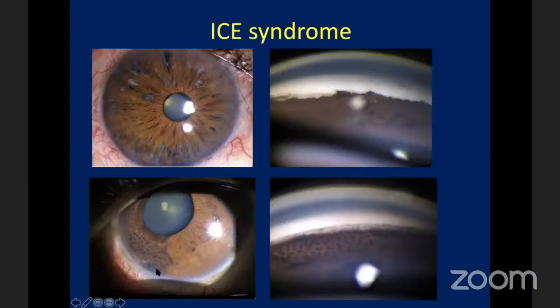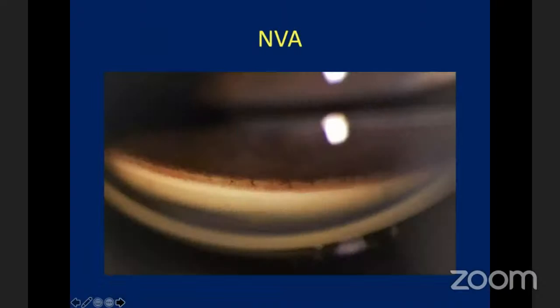This is a patient of Cogan-Reese syndrome. Here you have very anterior synechia formation because there is an abnormal corneal endothelium, and you have this secondary angle closure occurring. This is unilateral, very anterior synechia formation, and that clinches the diagnosis of ICE syndrome.